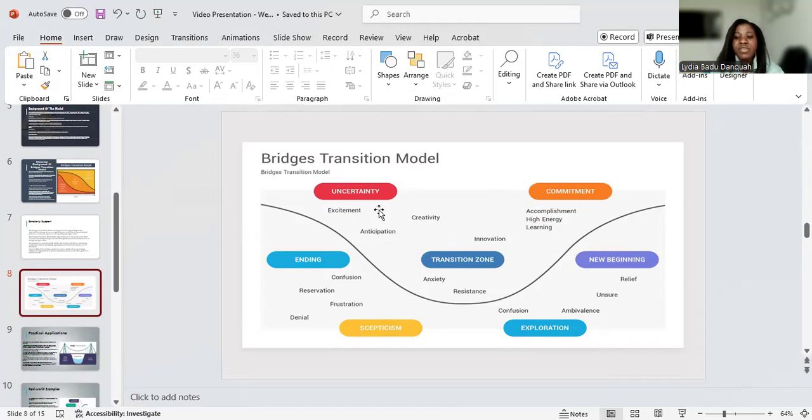And then we have the new beginning, which is characterized by employees internalizing new behaviors, values, and purpose. At this point, there is high accomplishment, high energy for learning, and relief because the people now understand, or have adapted to, the change quite well.